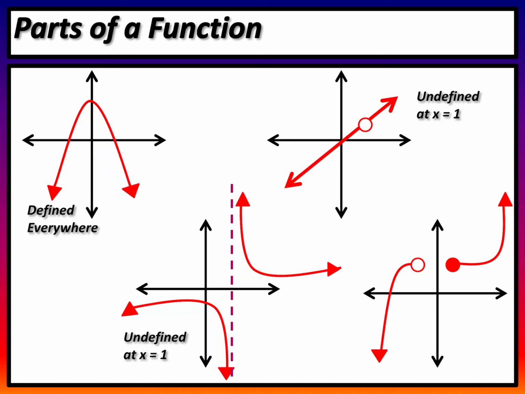In example 3, I have an asymptote. So we see that the function gets closer and closer to that on either side. It's never actually going to cross it, therefore it does not equal. So while graphs 2 and 3 look totally different, they are both undefined at x equals 1. So their domains would look the same.